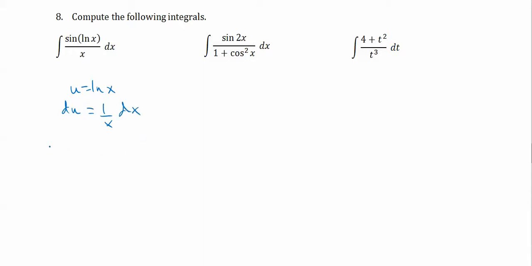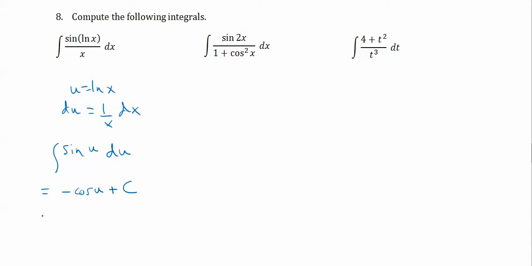And now we want to rewrite our integral in terms of u instead of x. So we replace the natural log x by u. And then we have a dx over x, right? So that all becomes du. And we just have an integral of sine u. Okay, so that, we remember, is negative cosine of u plus an arbitrary constant c.